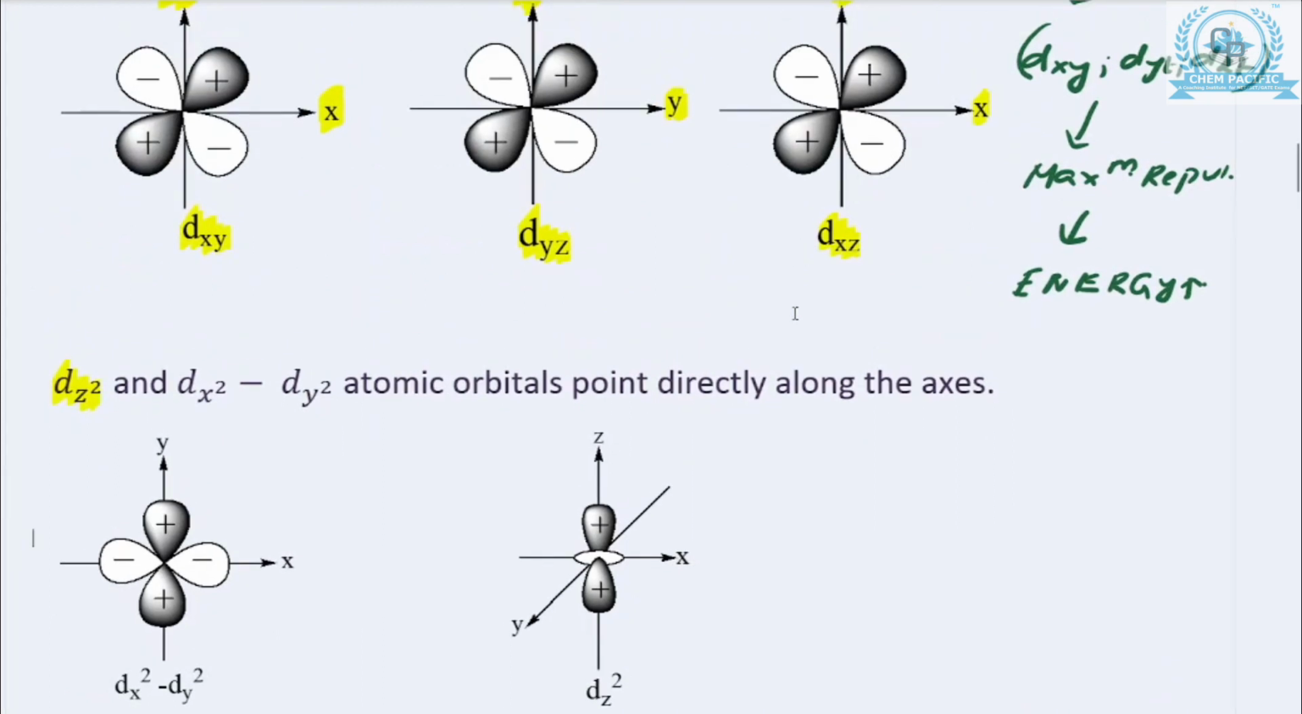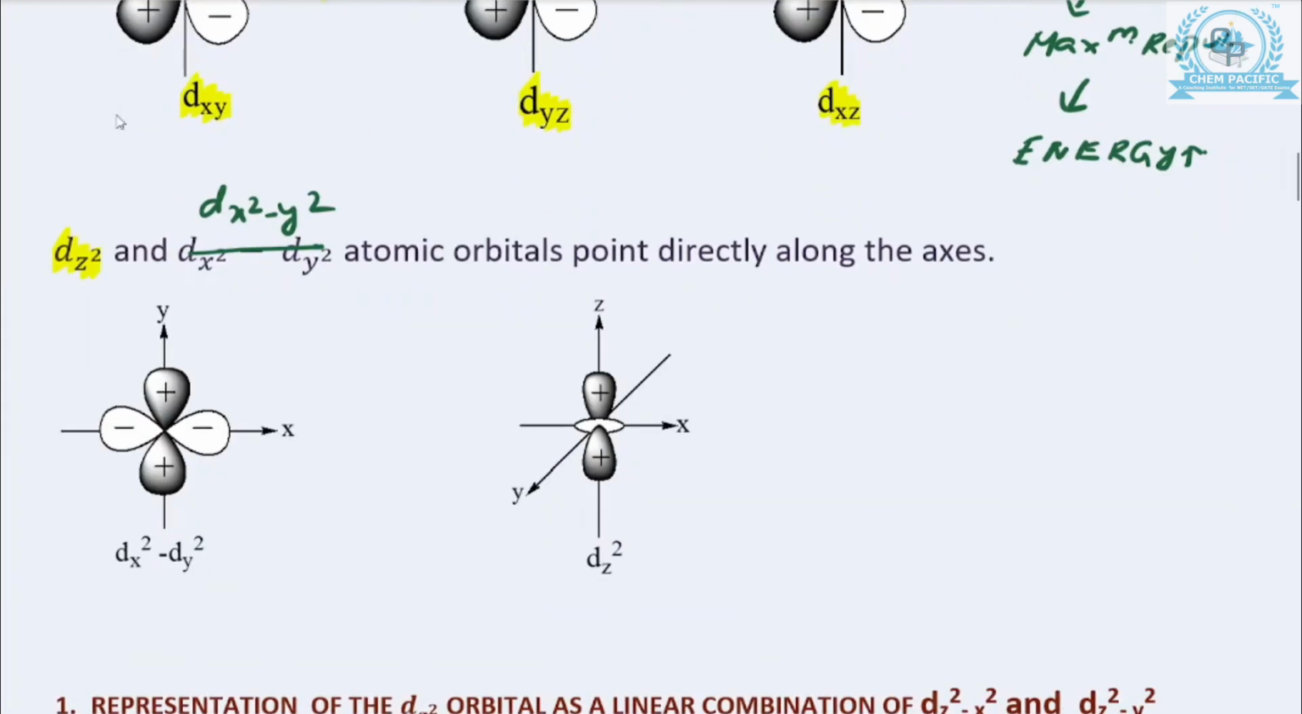ओके, सो यहाँ पे एक थोड़ा सा मिस्टेक है, आई एम सॉरी. This is dx square minus y square orbitals. Let me correct this as well. dx square minus y square orbitals.